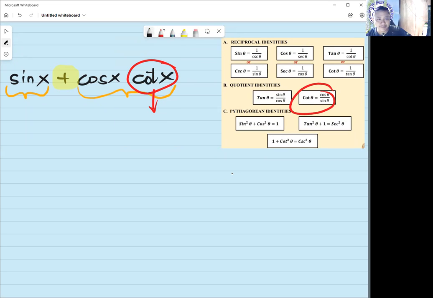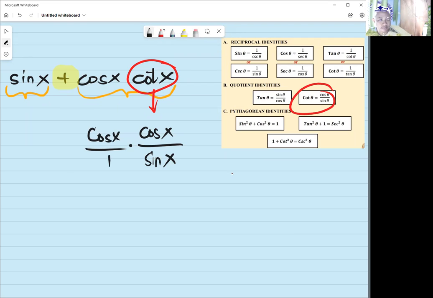So we have here cosine x over sine x. Tapos times cosine x over 1 plus. Let me highlight the plus just to separate sine x. Ayan. So, ganito nangyari. We cannot cancel cosine. Hindi na po natin siya pwedeng i-cancel.